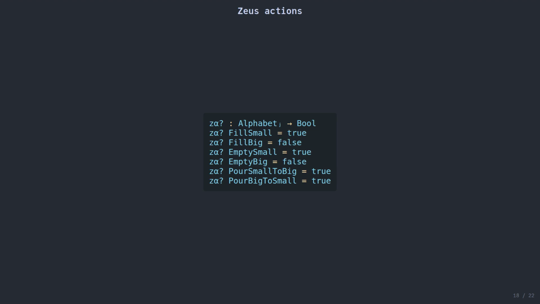And this function tells us exactly which events Zeus participates in. He is responsible for the small jug, so he performs the actions that fill or empty the small jug. He has no involvement in filling or emptying the big jug. Those are entirely Mclane's actions. Just like before, whenever water is poured from one jug to the other, Zeus must participate. A transfer affects both jugs, so both processes must take part in those events. This Boolean function captures that behavior. True for events Zeus can perform, and false for events he cannot.